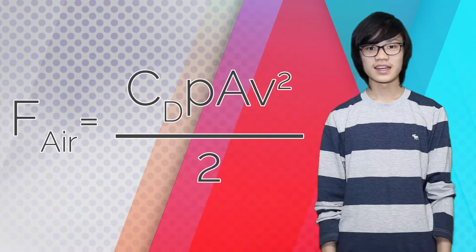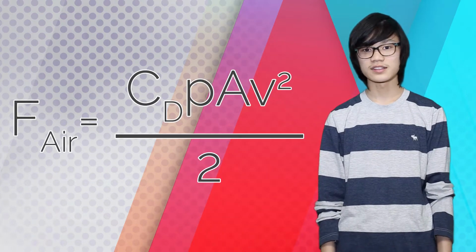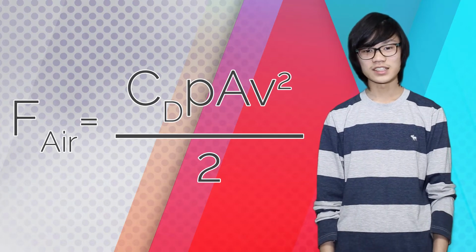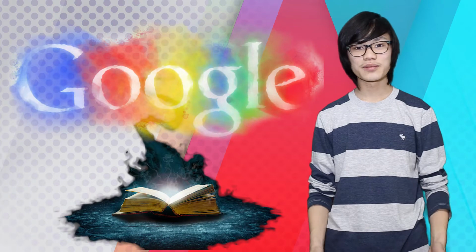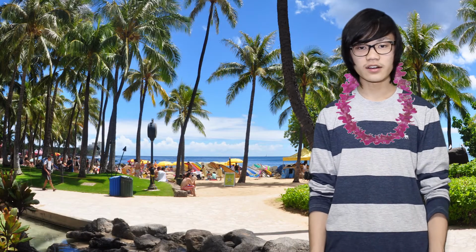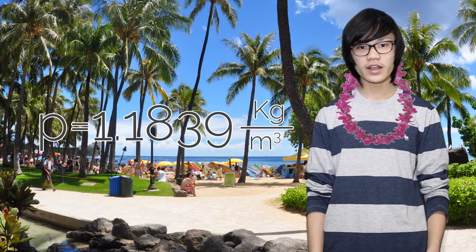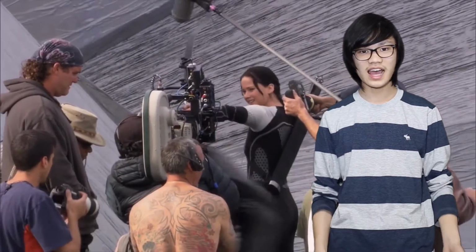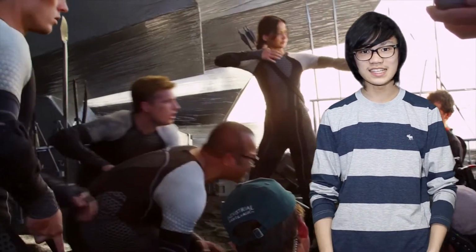In our case, the force of air resistance can be represented by this equation. It is the drag coefficient multiplied by the density of air, multiplied by the cross-sectional area, multiplied by velocity squared, all divided by 2. Using Google Magic, we found the drag coefficient is 0.5 for arrow-like objects. We found out that the density of air in Hawaii, where they shot the Hunger Games, is 1.1839 kilograms per meter cubed. In the behind the scenes, they revealed that Katniss uses a recurve bow with Easton arrows.